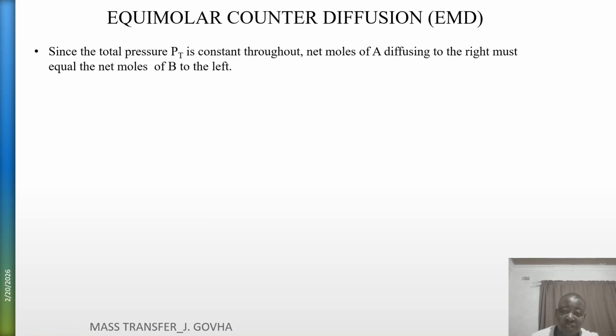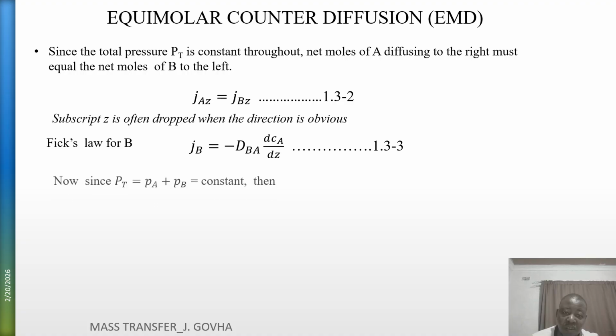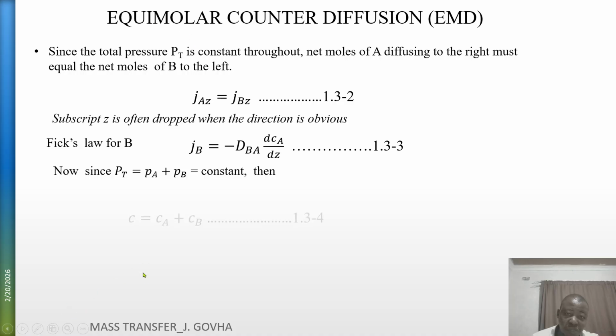So the total pressure is constant throughout. The net moles of A diffusing to the right must equal the net moles of B to the left. So JAZ is equal to JBZ. Then Fick's law for JB is indicated there. As you can see, PT equals PA plus PB, which are partial pressures.